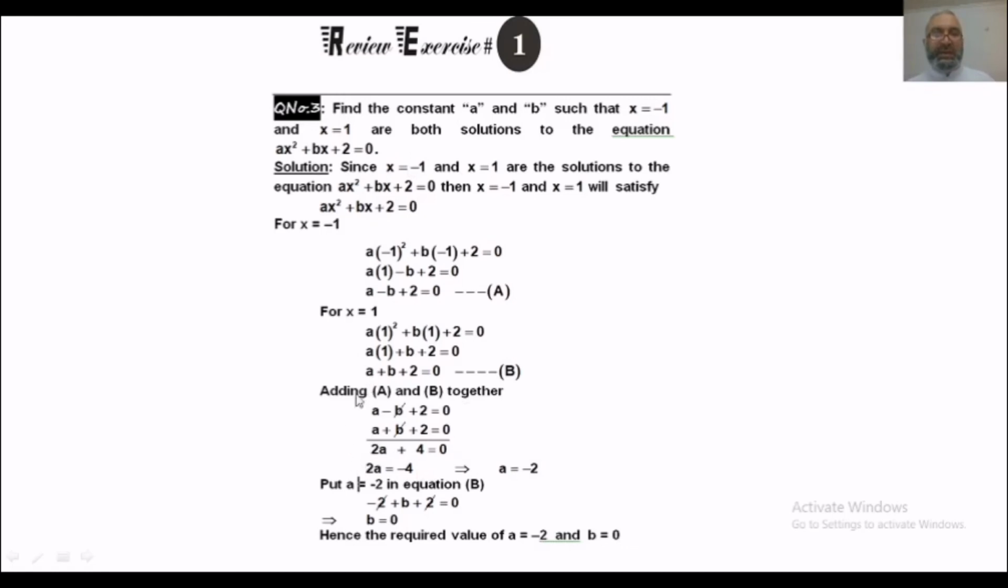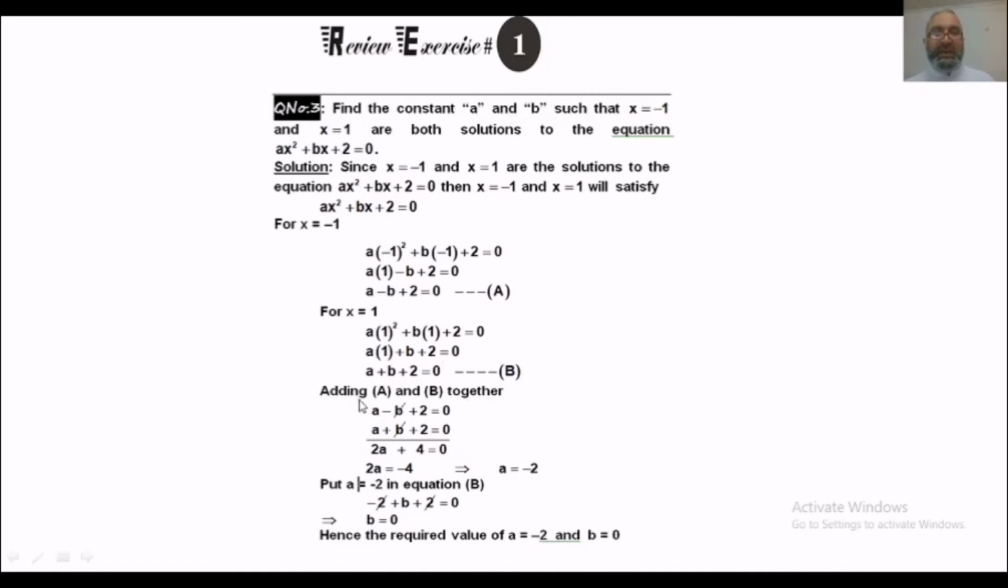So by putting x is equal to 1, we get a into 1 squared plus b into 1 plus 2 equal to 0. 1 squared becomes 1, so that becomes a plus b plus 2 is equal to 0. So we get two equations, equation A and equation B. By solving A and B, we get the values of the constants a and b, which are required.